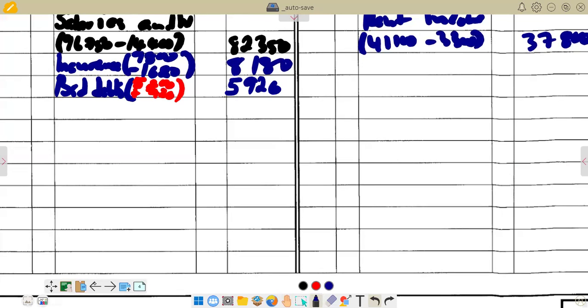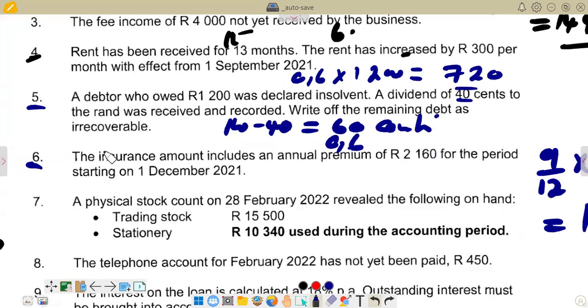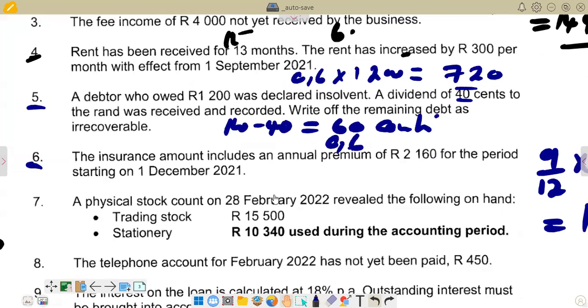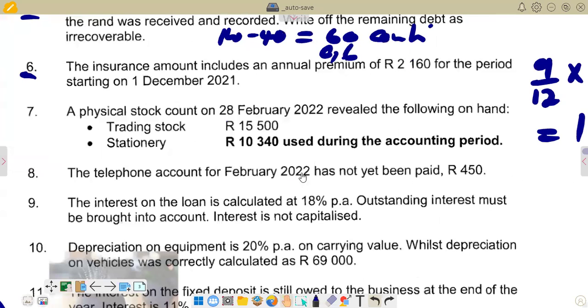We can go back again on the list of balances to check the next one. After bad debts, we've got telephone, 12,560. So we go to additional information to check if there is anything that is affecting telephone. We have got this one on item 8. Telephone account for February 2022 has not yet been paid, 450.